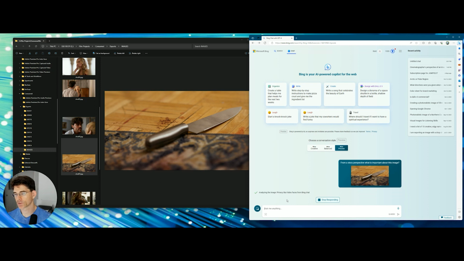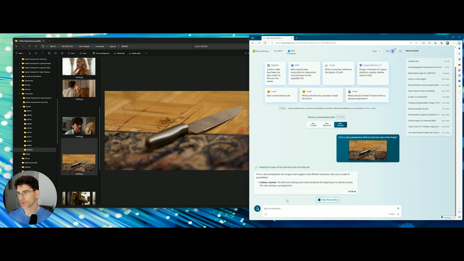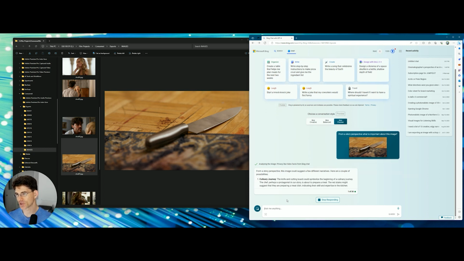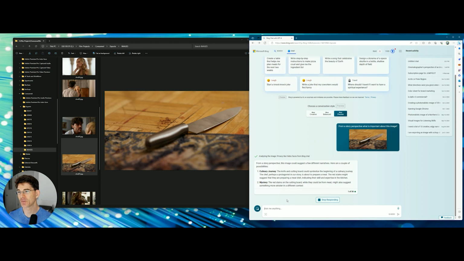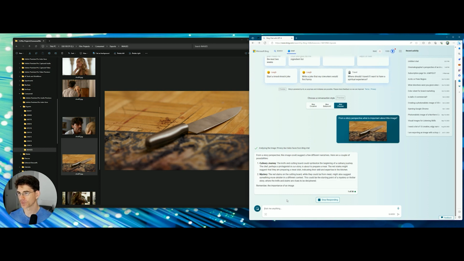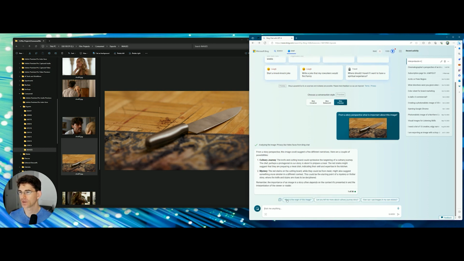From a story perspective, what is important about this image? The image could suggest a few different narratives. Culinary journey: the knife and cutting board, which is the rug on the floor, could symbolize the beginning of a culinary journey. This is a horror film. The chef perhaps is a protagonist in our story, is about to prepare a meal.